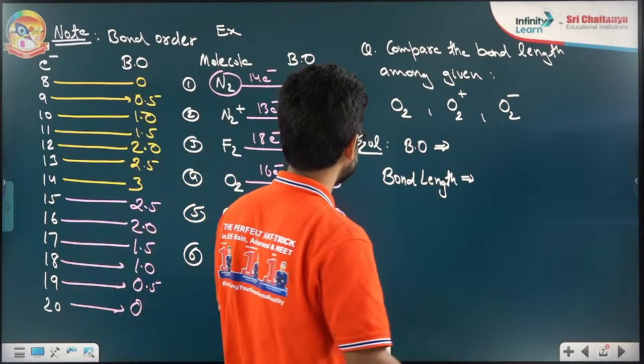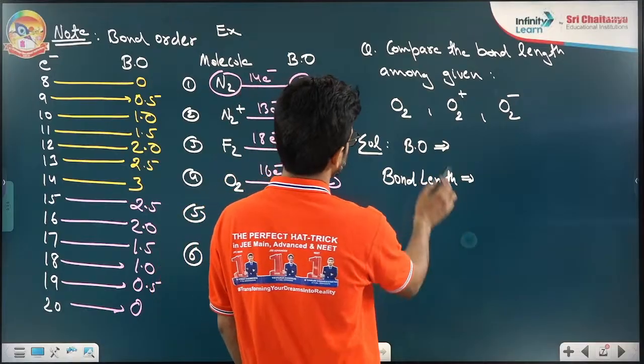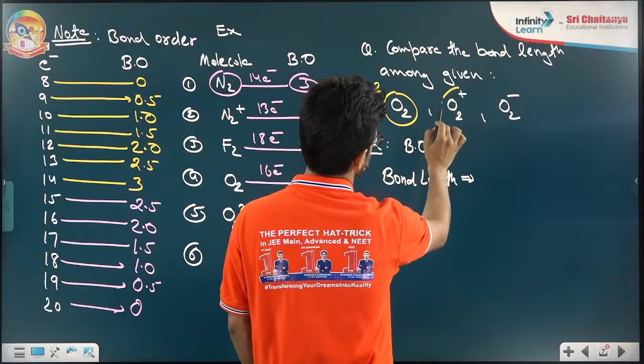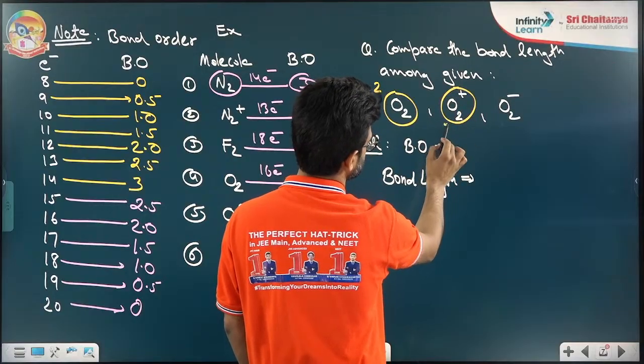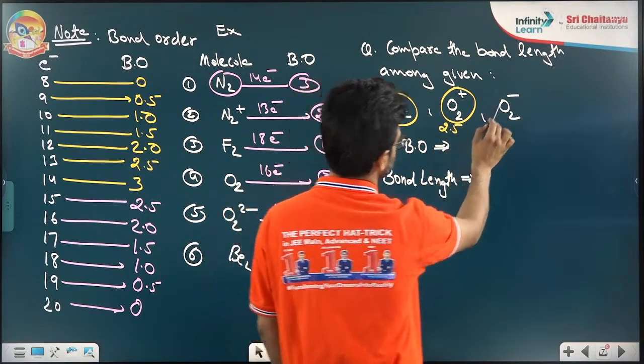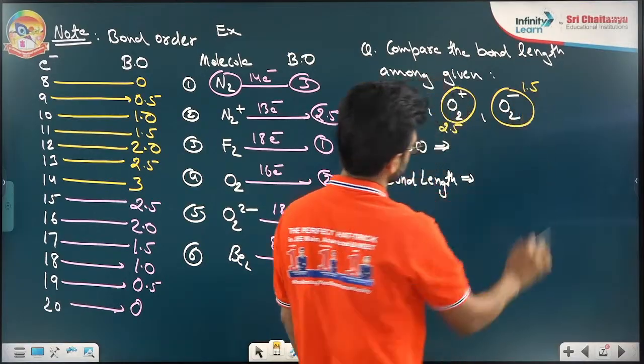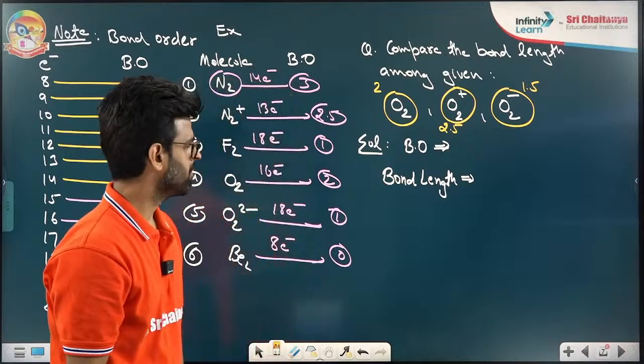Very easy, beta. If you see here, it's 16 electrons, bond order 2. How many for 15 electrons, beta? Bond order how much? 2.5. 17 electrons, how much, beta? Bond order 1.5. Right?